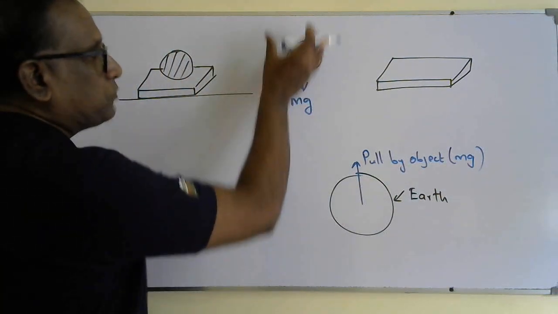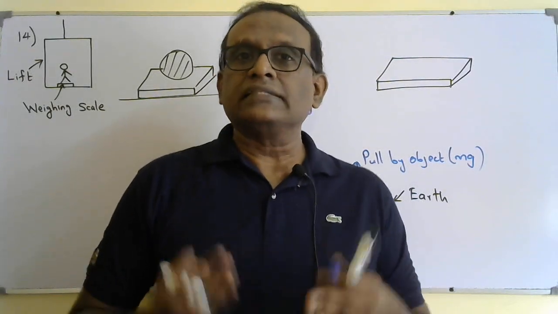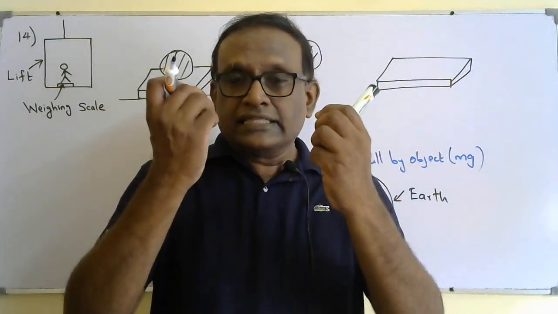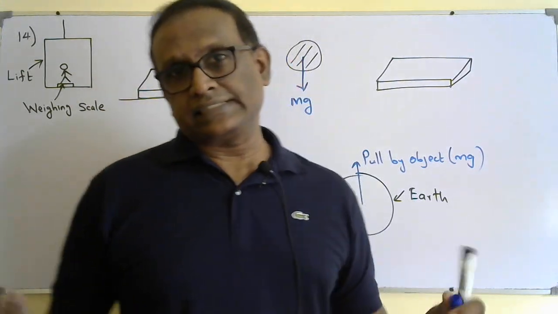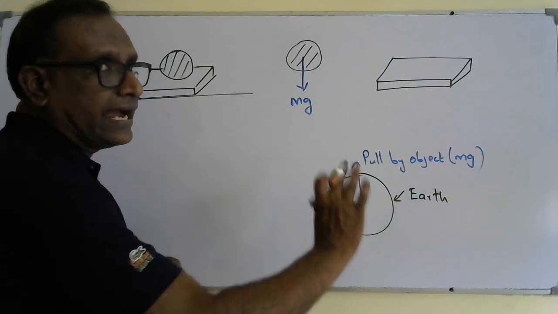How much is it? That will be the same as mg. So earth is pulling the object down. According to Newton's third law, the object will pull the earth up. We all are pulled down due to our weight, so earth is pulling our body down, and we all are pulling the earth in the upward direction. So this is the third law pair of it. We don't need this diagram in this question.